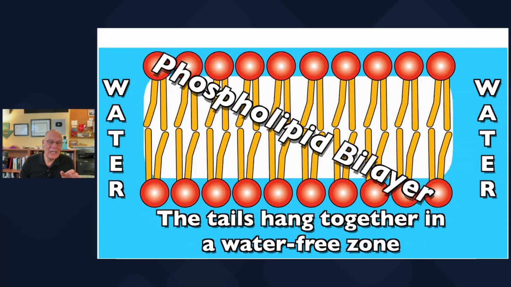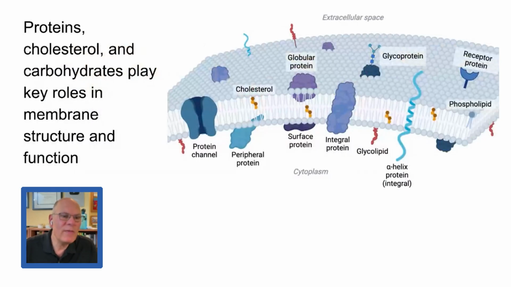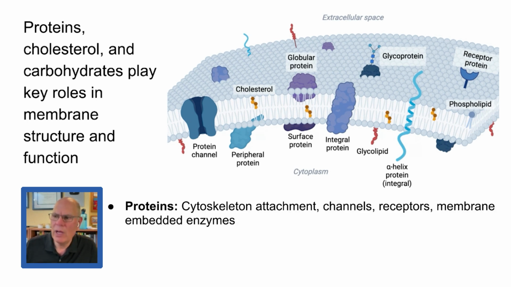The key idea is that this phospholipid bilayer structure will form spontaneously. Very important to remember when we get to Unit 7. We've just talked about phospholipids, which form the basic framework of the membrane. Here they are, phospholipids, right over here. But there are many other important components of cell membranes. Proteins, cholesterol, and carbohydrates play key roles in membrane structure and function.